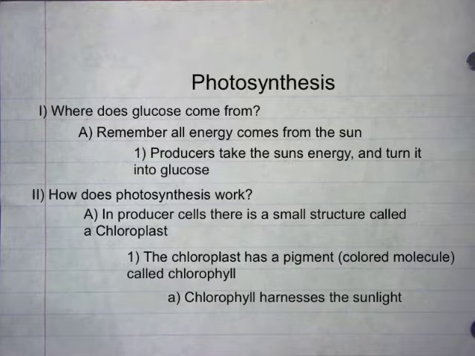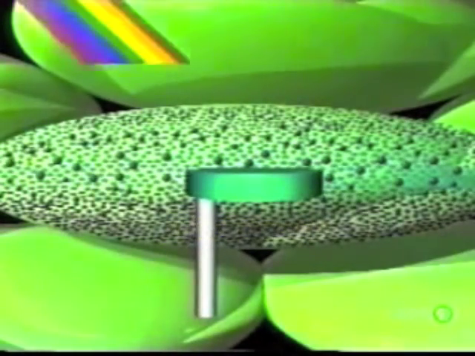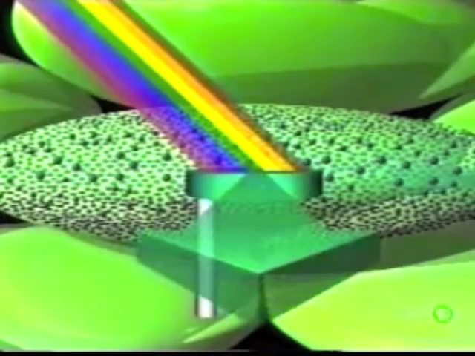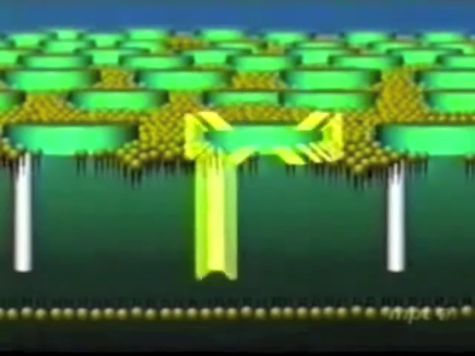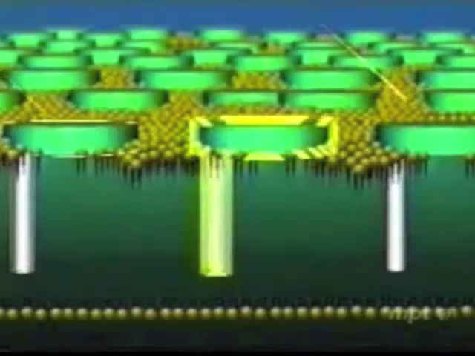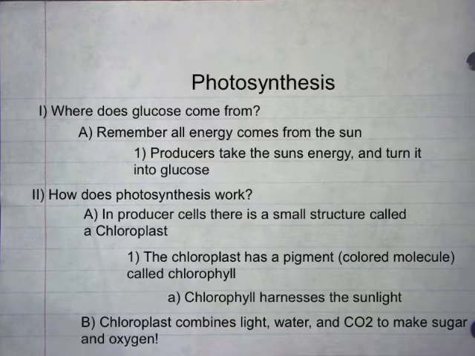The chloroplast contains a pigment, a colored molecule called chlorophyll. Chlorophyll harnesses the sunlight. Chlorophyll is a pigment, much like how pigments color your clothes. It captures the light energy and emits a green color. It takes the sun's energy and transforms it, using that energy to make glucose from CO2. Chloroplast combines light, water, and CO2 to make sugar and oxygen.